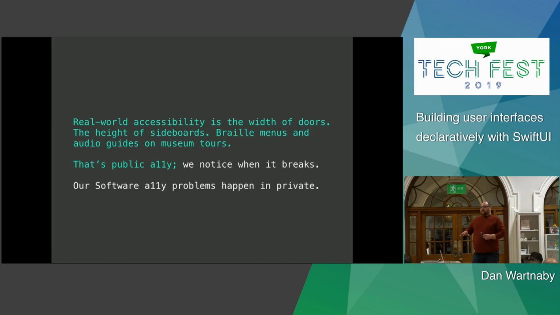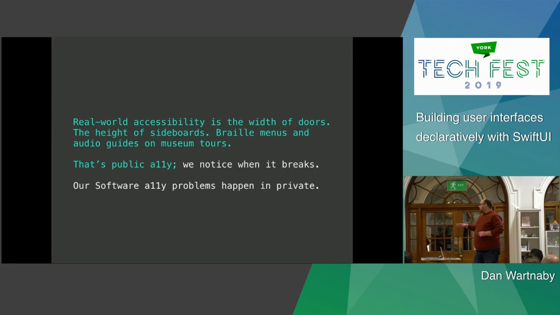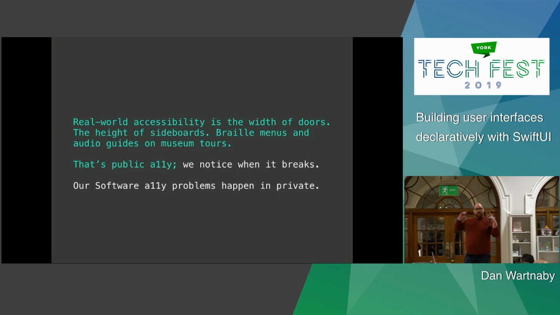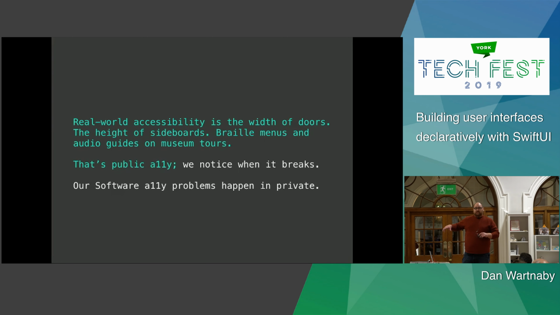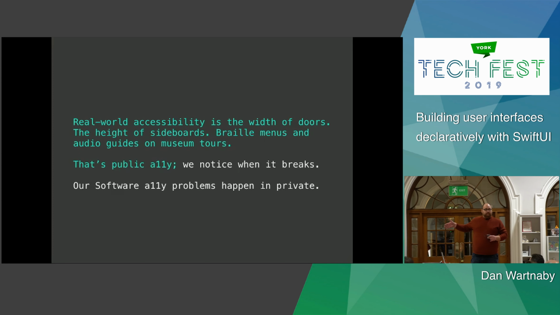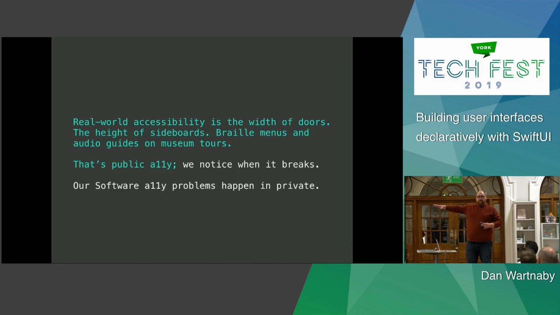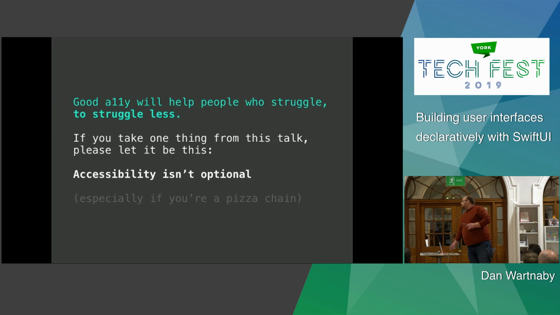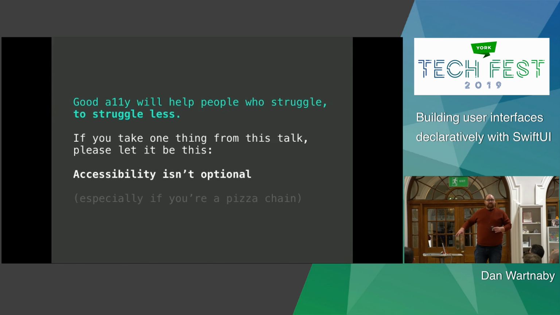The other thing about accessibility is real-world accessibility is everywhere. It's the width of doors, the height of sideboards, it's braille menus, audio in tours. But we notice when that breaks because we can't not. The software we make is private. When it fails in homes, that's pretty bad. Good accessibility helps people who struggle to struggle less. So it's absolutely worth us spending the time on.